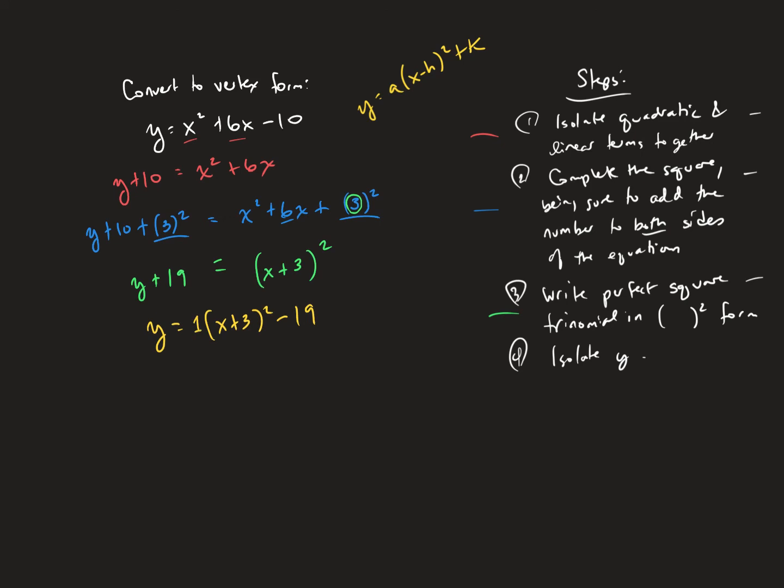So when we're getting this in vertex form by completing the square, you isolate the linear and quadratic terms, then complete the square, being sure you add the number on both sides, write the perfect square trinomial in quantity squared form, and then isolate your y to finish off the process.